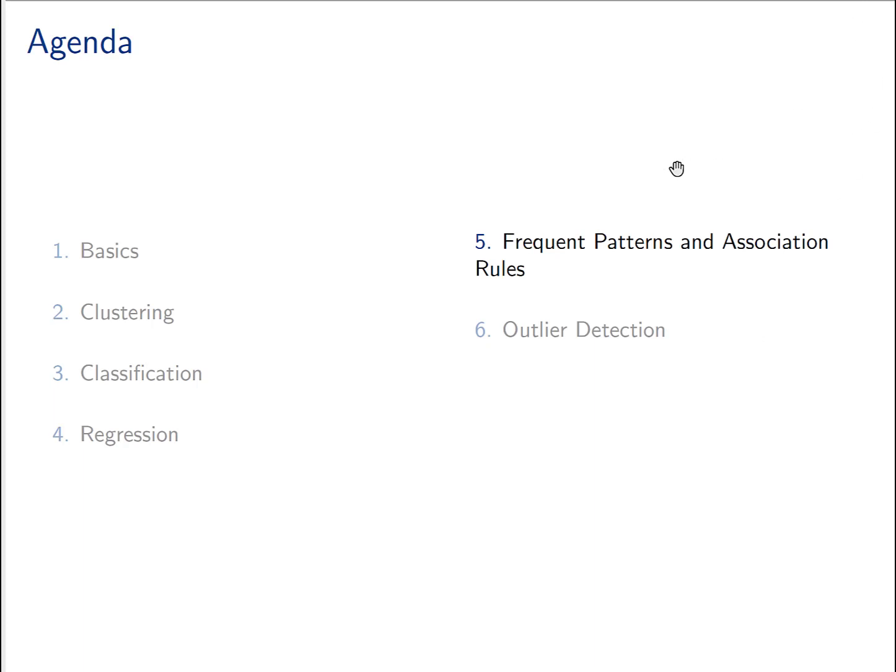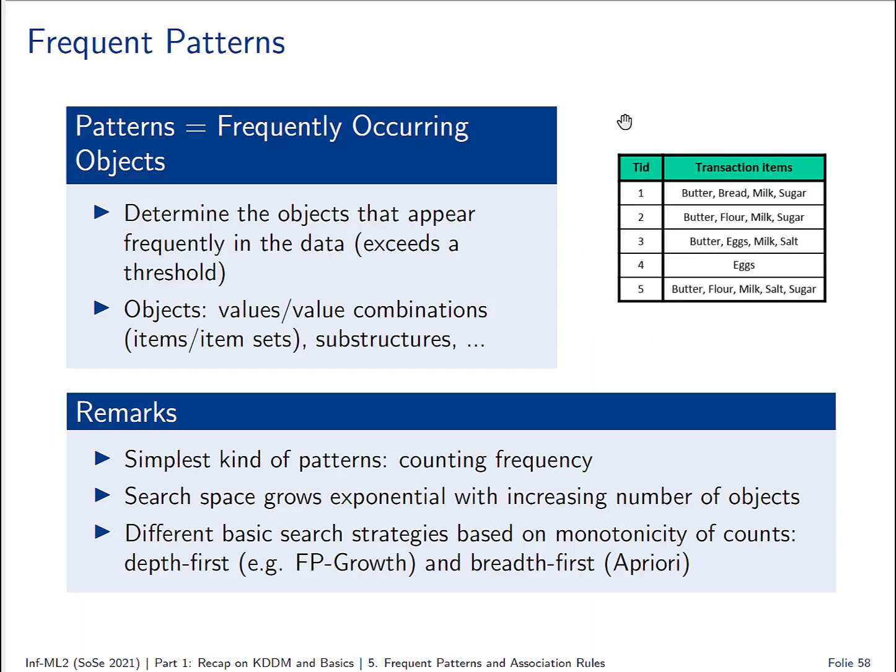Okay. So next up would be frequent patterns and association rules. That would be quite short here. In that case, the patterns are frequent patterns, so frequently occurring objects or combinations. We want to determine the objects that appear frequently in data. Typically, frequently means that they exceed a given counting threshold. And the objects that appear frequently are typically values or value combinations, which are called items or item sets, or also substructures like subtrees, subgraphs, or stuff like that. So frequently occurring subgraphs or stuff like that.